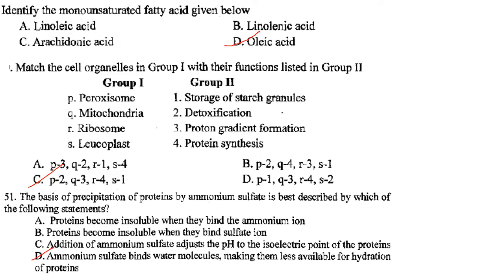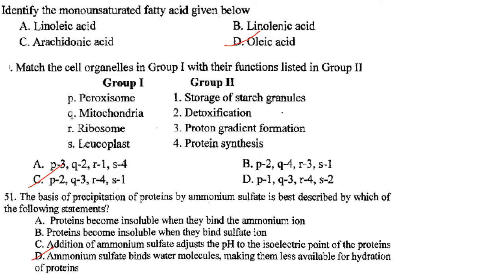Match the cell organelles in group 1 with their functions listed in group 2. So peroxisome is for detoxification, P2. Mitochondria is for proton gradient formation, Q3.